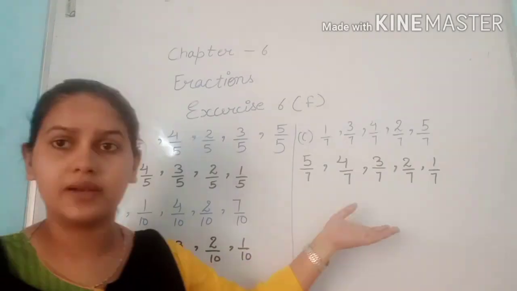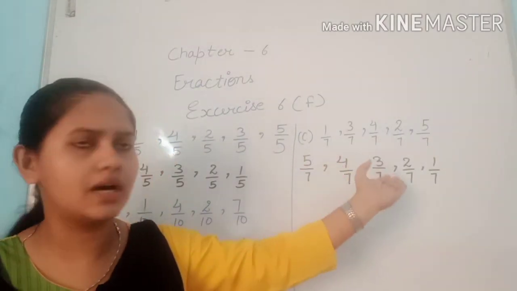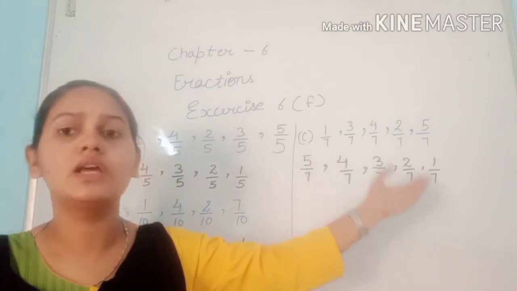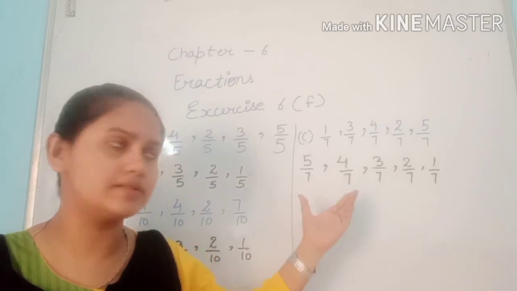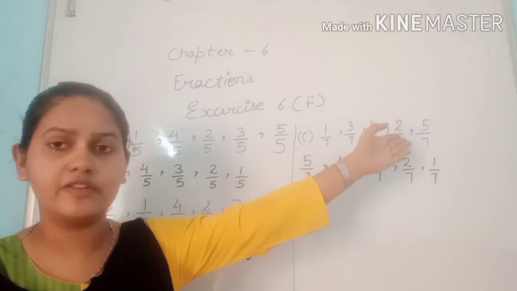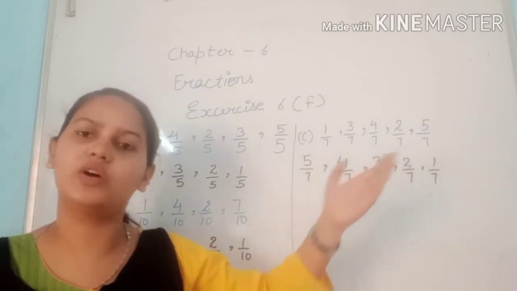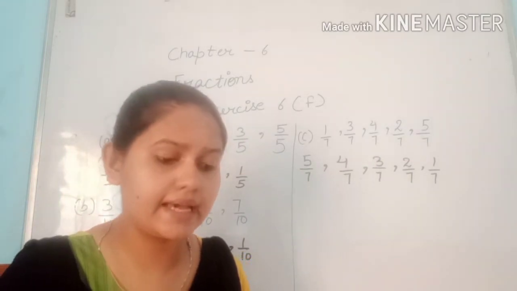Go to C1. You can see the denominators of all these numbers are the same. So we can put the 7 here, and now we can easily find the descending order, which means from the greater. Let's start from the greater: 1, 2, 3, 4, 5. So 5 is the greatest. I have taken it here, then 4, then 3, then 2 and 1. So we have completed our exercise F.